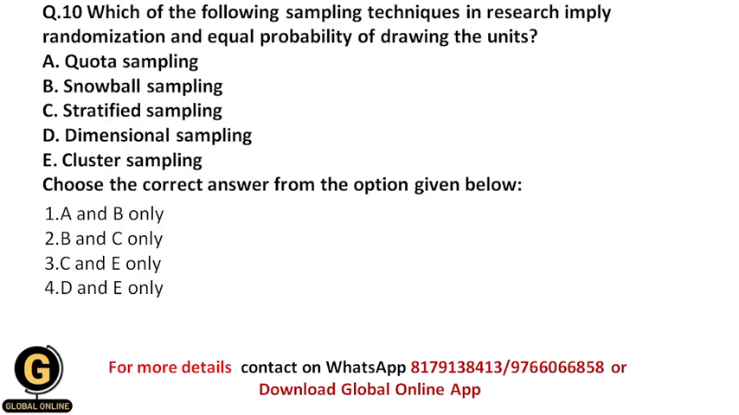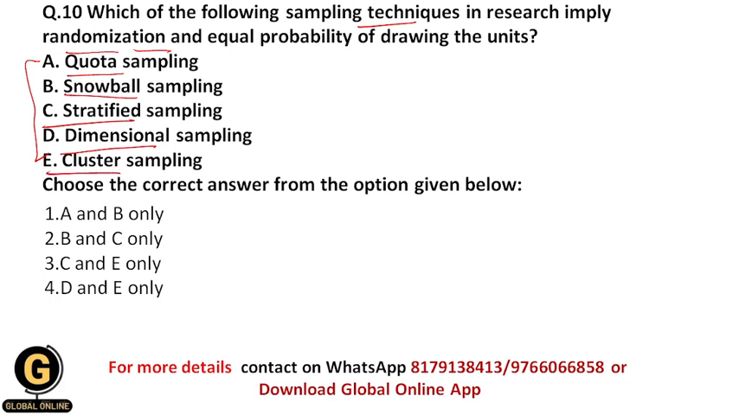Okay. Next is, which of the following sampling techniques in research imply randomization and equal probability of drawing the units? So here they have asked you which of these sampling techniques gives equal probability of getting selected to all the participants. Basically all the participants have an equal probability to get selected in the study, so here we use randomization to select the participants. So whether it is quota sampling, snowball sampling, stratified sampling, dimensional sampling or cluster sampling.